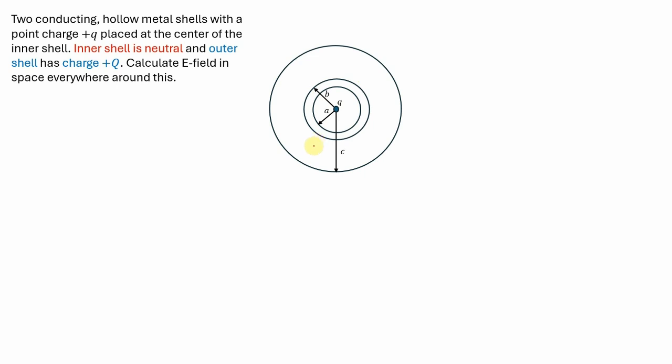The outermost shell, which has radius C, has no thickness at all. So it doesn't have two walls, it only has one wall. And at the center of all this spherical configuration, we have this point charge that is plus little q. Don't confuse the point charge plus little q with the outermost shell having charge plus capital Q. They're two different charges. All right. So now let's calculate the electric field in space everywhere around this, and we will definitely be using Gauss's law because it's so much easier to do with a symmetrical system like this.